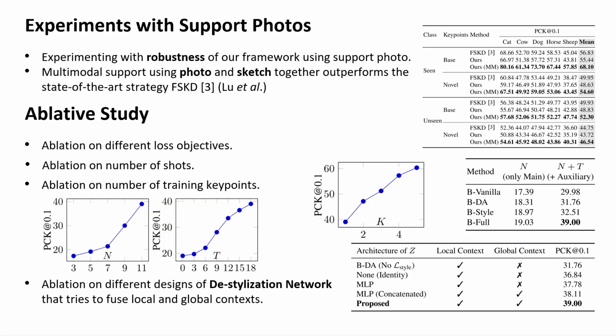Next, we justify our design choice for the destylization network. We observe that just the destylization loss can improve performance without any destylization network. We also see that the global context certainly helps, but needs to be fused with the local information properly.